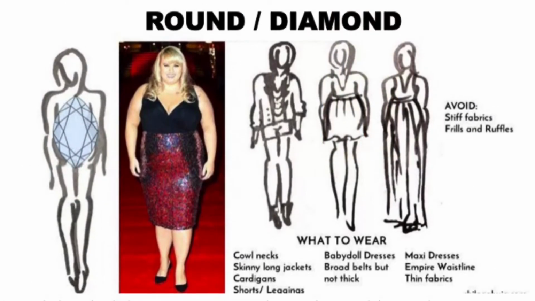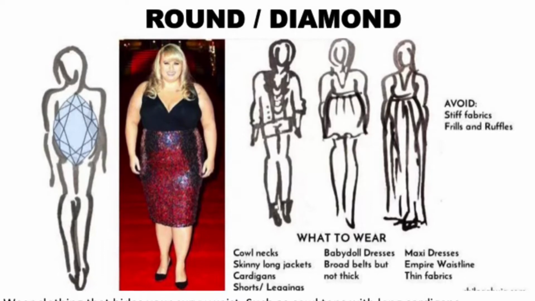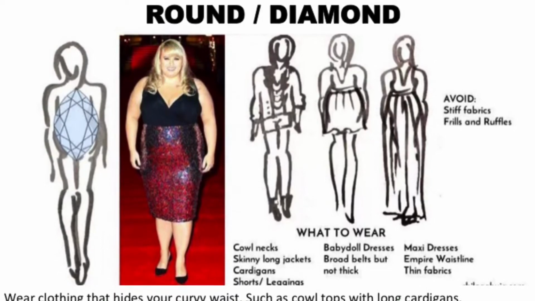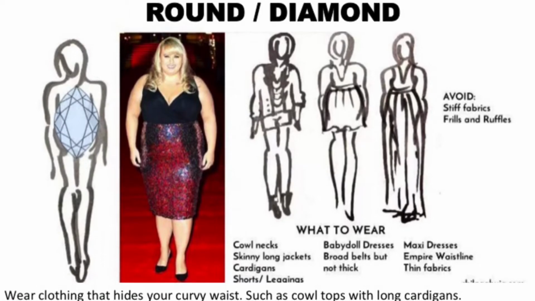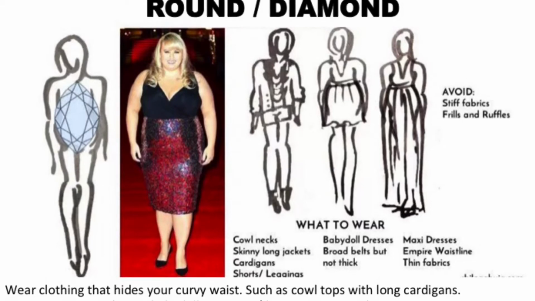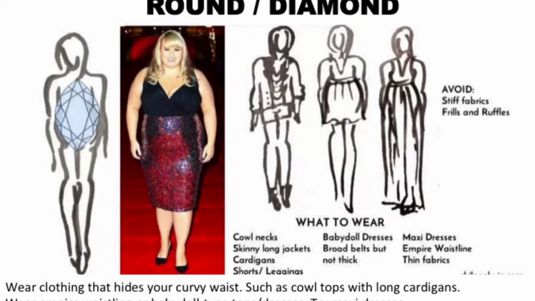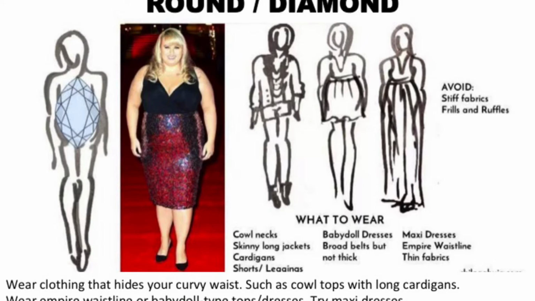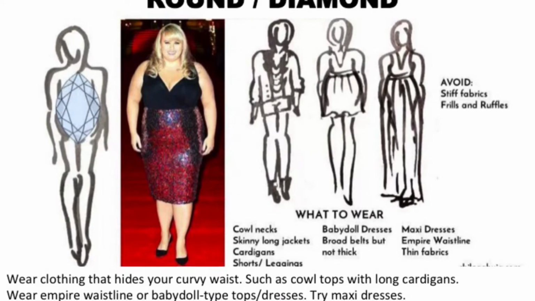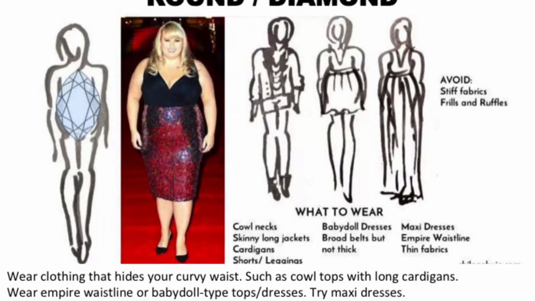And our last two, round and diamond shape. For both of these, we want to define a waistline and create curves. So belts, wide belts are also a great way to accentuate the waist. For our round shape, let's stick with tops that taper at the waist. Also, wide square or V necklines are very complementary.